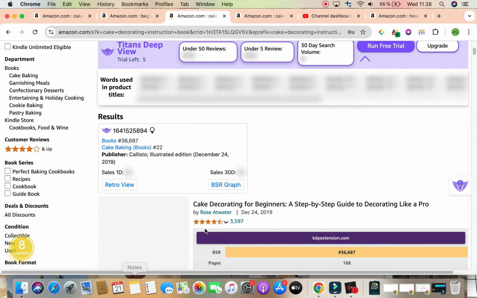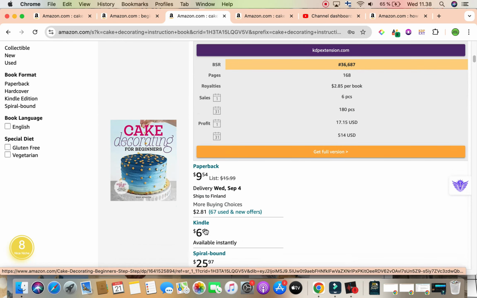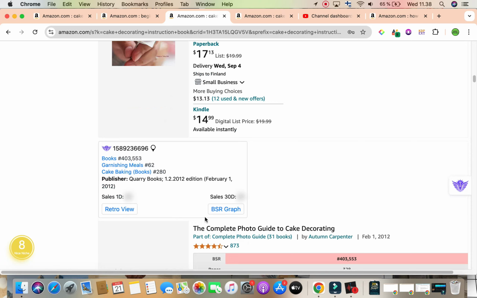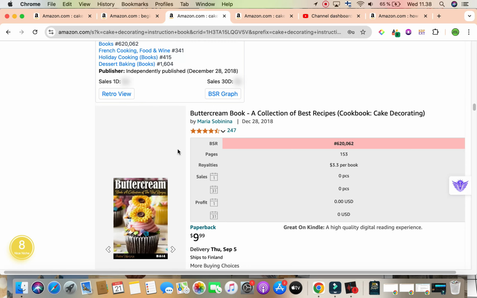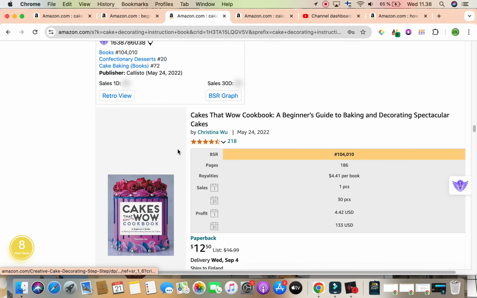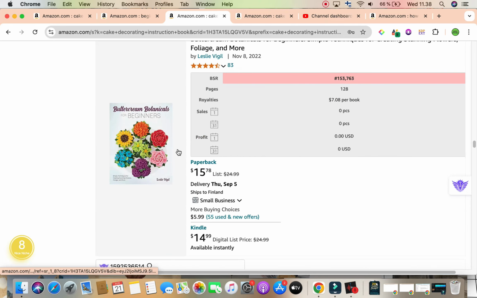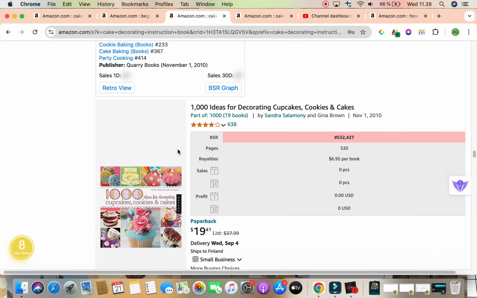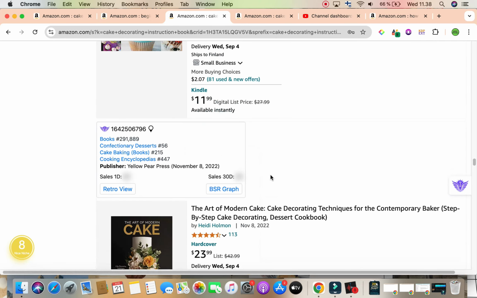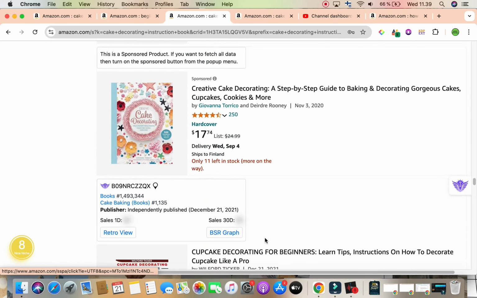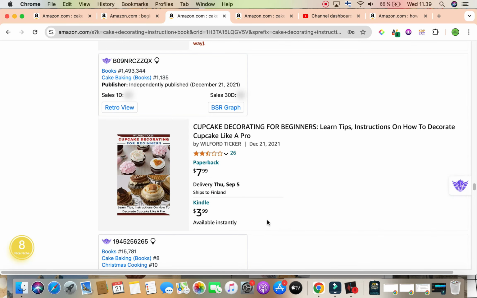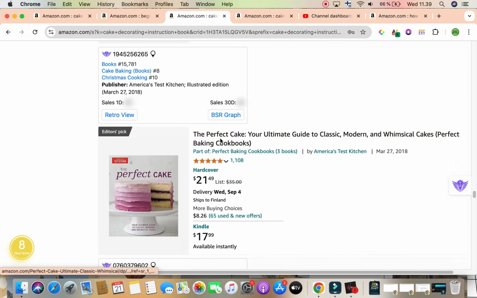Scrolling down, we see our first book, Cake Decorating for Beginners, not sponsored, selling quite well as well. Next up, we've got a couple of others that are quite similar to the previous one that are ranking beautifully as well. As you can see here, more lovely, beautiful, vibrant colors. This one's about buttercream, yet it is ranking under this keyword because it is related and it is a sub niche as well. This one right here, then again about buttercream flowers, the same exact book that popped up a couple of keywords away. This one's the perfect cake, your ultimate guide to classic, modern, and whimsical cakes, and it is sitting beautifully at 15,781 as well.